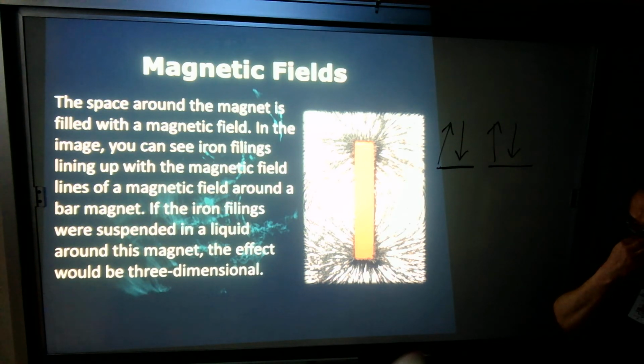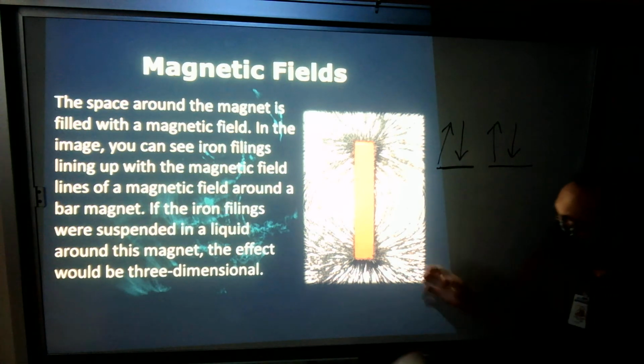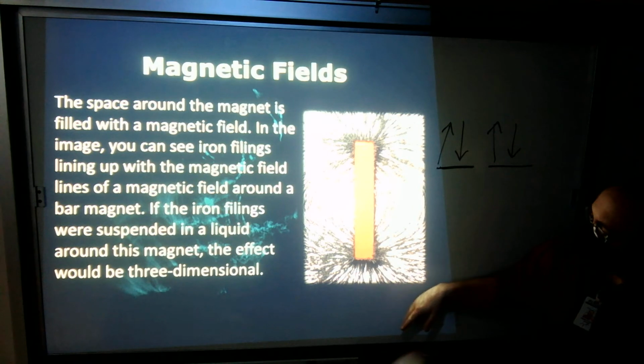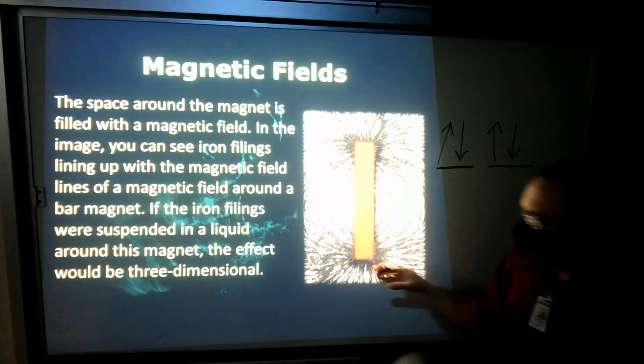And they're scary. I don't like iron filings. But anyway, we got iron filings. You can see they are following the magnetic field lines around this magnet. And they're just laying down on the paper because of gravity.